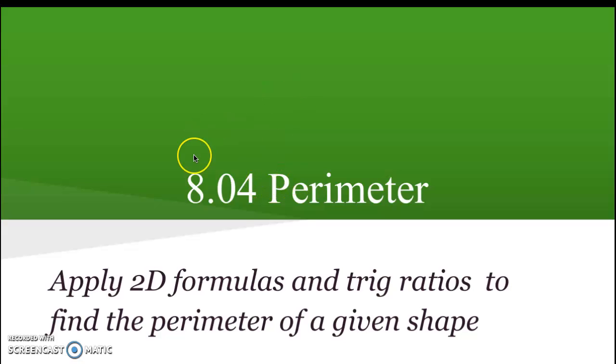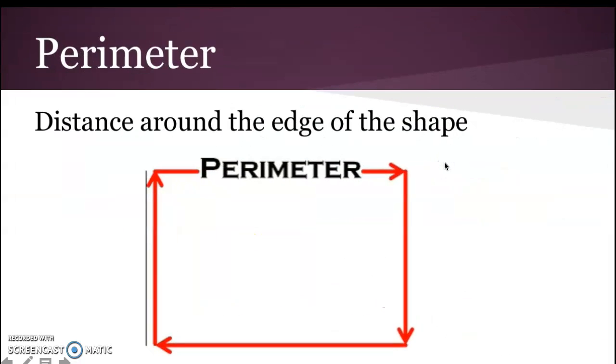Our objective today is that students will be able to apply two-dimensional formulas, which we have been talking about, as well as bringing back some trig ratios to find the perimeter of a given shape. So most of you remember this, but just to recap, perimeter is the distance around the edge of the shape. So I'm looking at the outside. We always refer to this as, oh, if I'm fencing a yard or fencing somewhere, it's the outside.